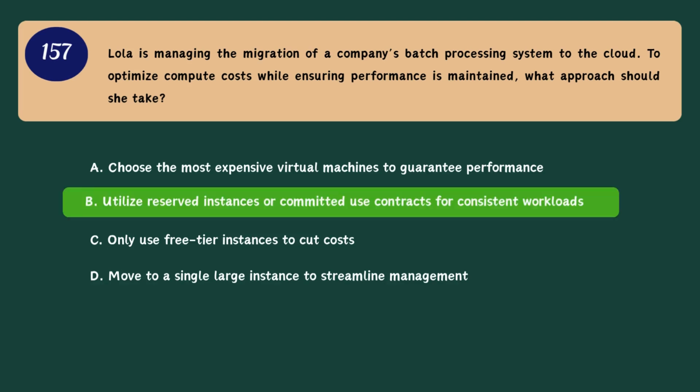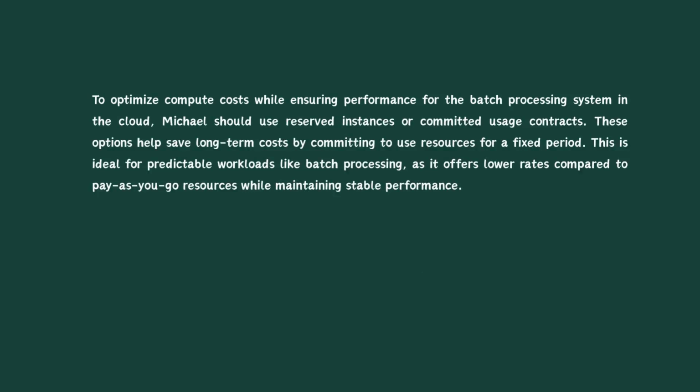Correct answer. B. Utilize reserved instances or committed use contracts for consistent workloads. To optimize compute costs while ensuring performance for the batch processing system in the cloud, Michael should use reserved instances or committed usage contracts. These options help save long-term costs by committing to use resources for a fixed period. This is ideal for predictable workloads like batch processing, as it offers lower rates compared to pay-as-you-go resources while maintaining stable performance.